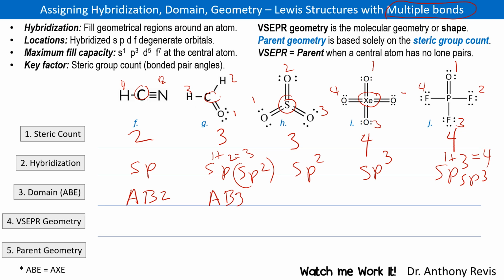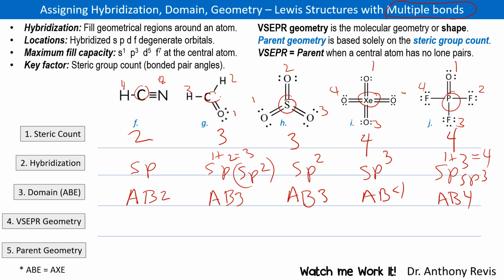So AB3. Here on this one, the central atom sulfur is A, and I have B. How many B's around it? 1, 2, 3. In this case, I have A, and here I have B. How many? 1, 2, 3, 4 things around it. In this case, I have A, the central atom of phosphorus, and B, 1, 2, 3, 4 things around it.